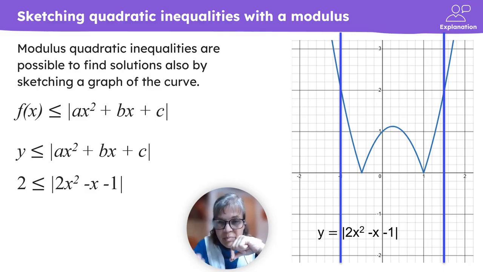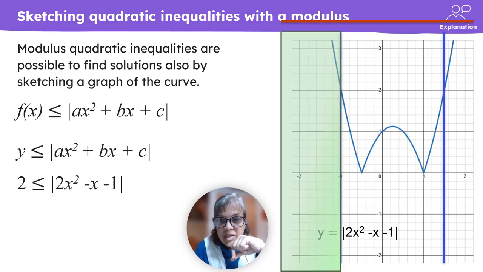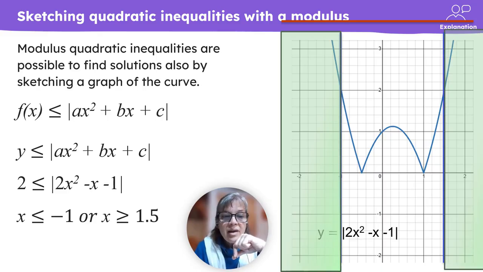So if I want where this curve is greater than 2, then I want things that are above that. So I want the region that's on this side, the left-hand side, and the right-hand side. And that would be where x is less than or equal to minus 1, or where x is greater than or equal to 1.5.